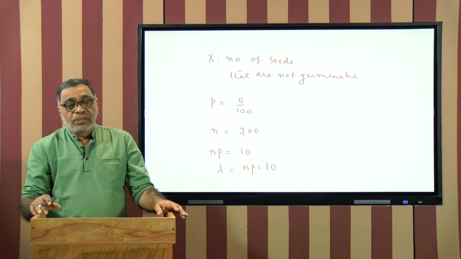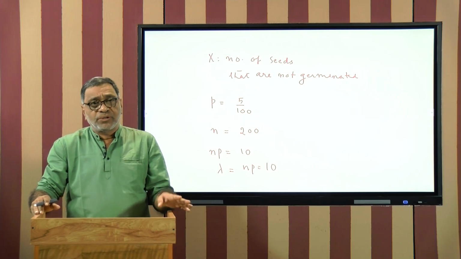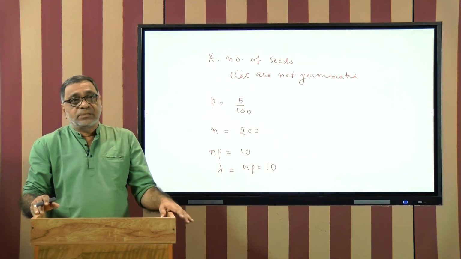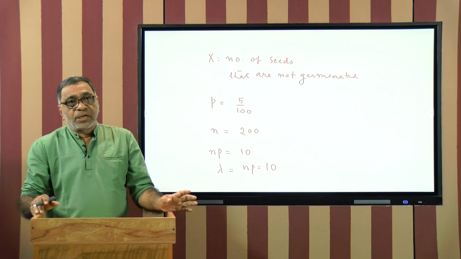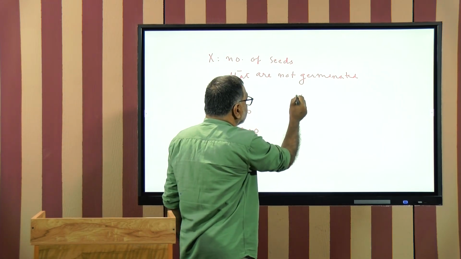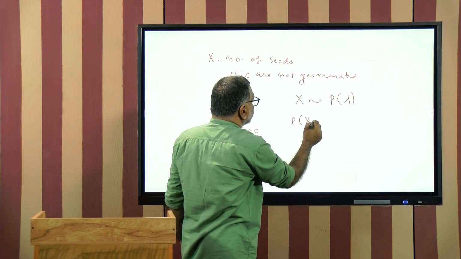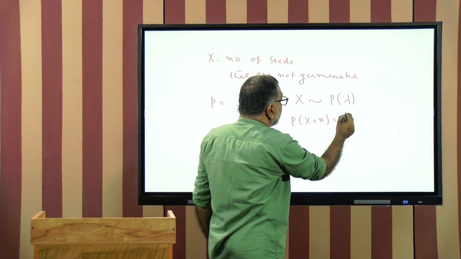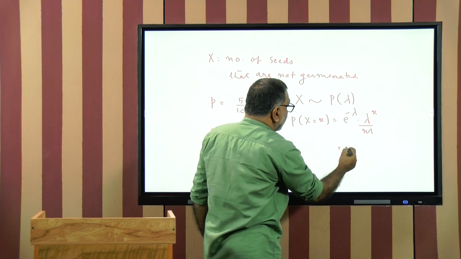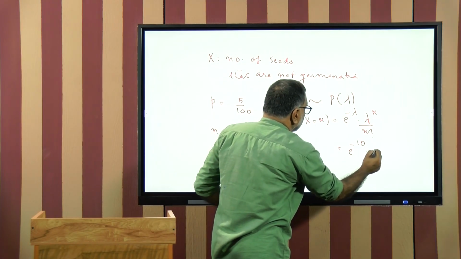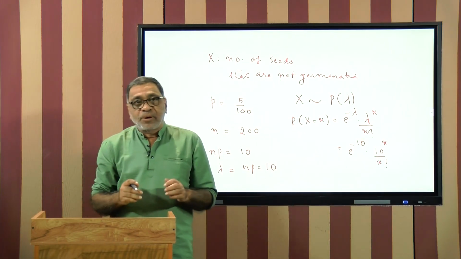So, for this particular problem, you are given that the probability of the seeds not germinating is 5%, that is 5 divided by 100. And the distributor sells the seeds in a packet of 200, so n is equal to 200. So, np you find is equal to 10, and lambda is equal to np. If you are using the Poisson approximation, X follows Poisson with lambda, and the probability that X is equal to x is e power minus lambda, lambda power x divided by x factorial, that is e power minus 10, 10 power x divided by x factorial. So, that is our probability mass function.